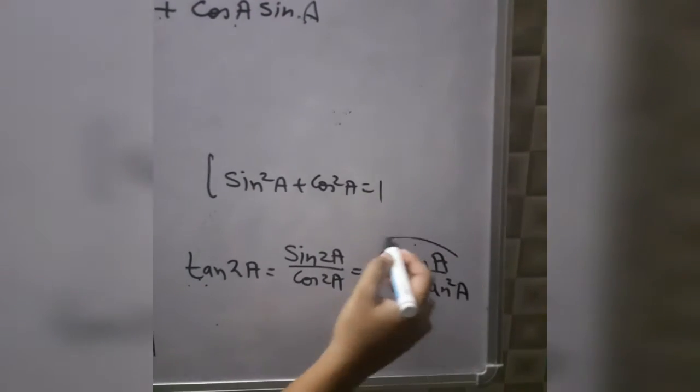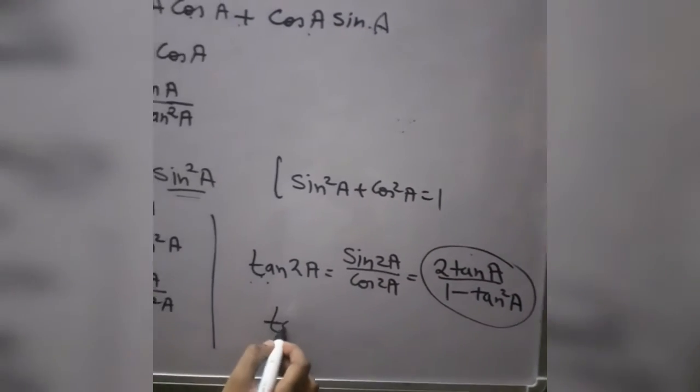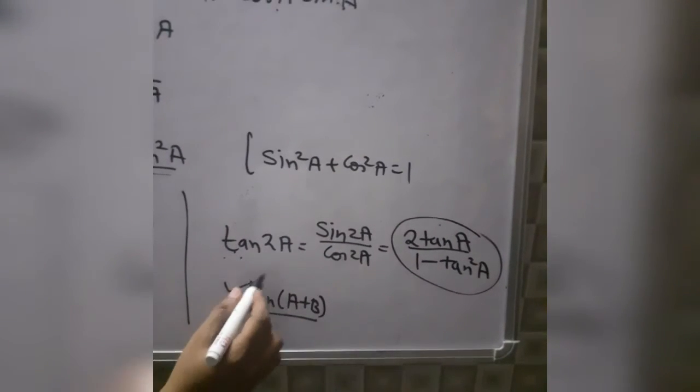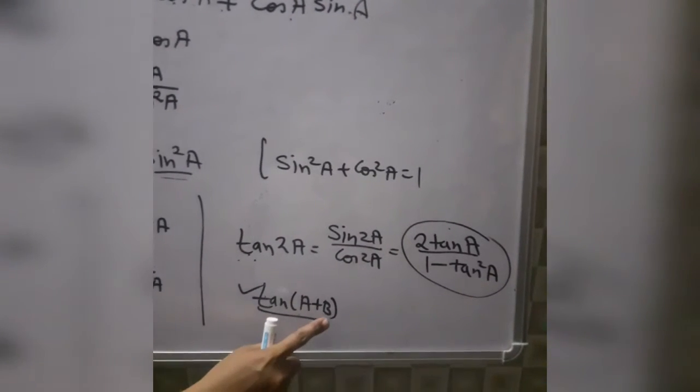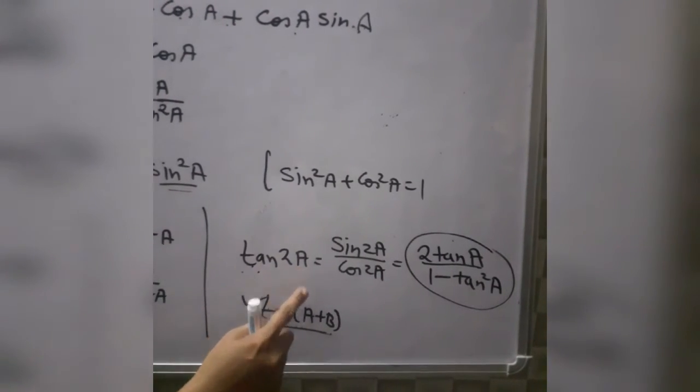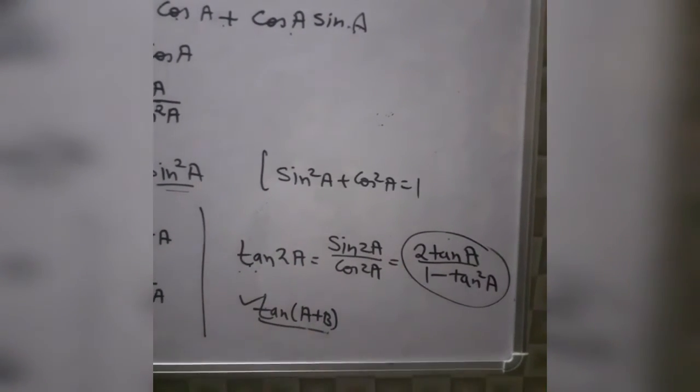Or otherwise this result you can find out from the formula of tangent A plus B also. If in the formula of tangent A plus B you replace this B by A, then it becomes A plus A, meaning tangent 2A, and this result also gives you the same formula.